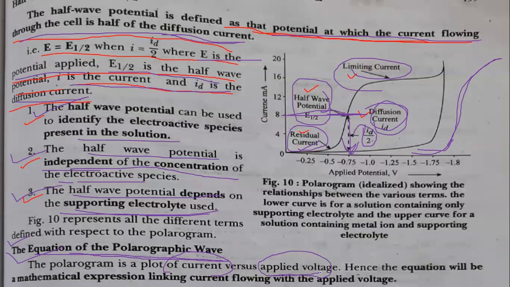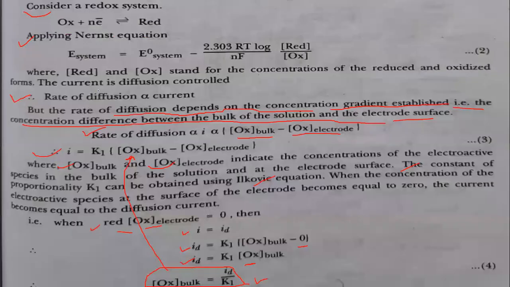Current versus applied voltage. Hence, the equation will be a mathematical expression which gives the relationship between the current flowing and the applied voltage. So this is what we are going to link over here. Now, consider a general redox system. This is the oxidized form; when it takes the electron, it is going to reduce.